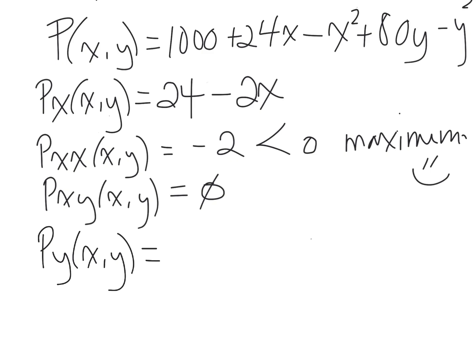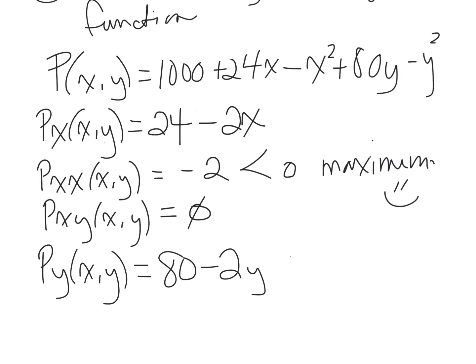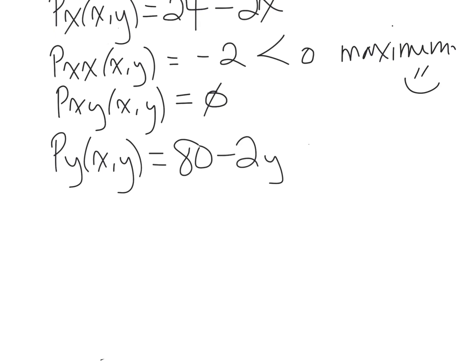So 1,000 is the first term, derivative is 0. 24x, it has no y variable in it, the derivative is 0. Minus x squared has no y variable, so the derivative is 0. And then we have 80 minus 2y, minus y squared, that would be minus 2y. Okay, so now we can pick out our two first derivatives. We set them equal to 0.